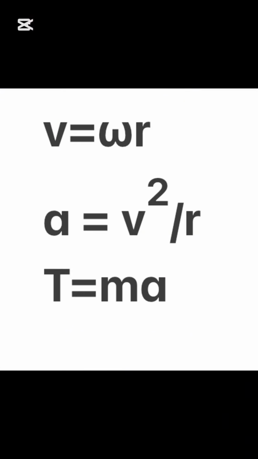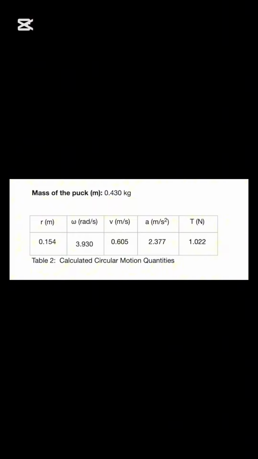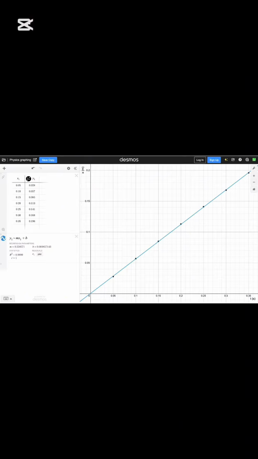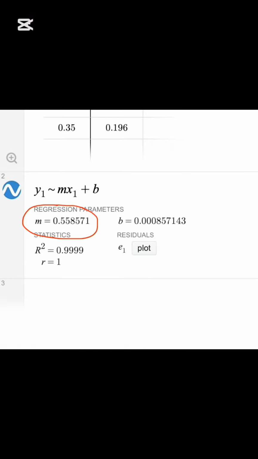By using these circular motion equations, I then calculated the tangential speed, centripetal acceleration, and the string tension, which acts as the centripetal force. Then I filled the table with the angular quantities that I found. Next, I plotted the linear position versus time graph and found the velocity of the linear path from the slope of its best fit line.